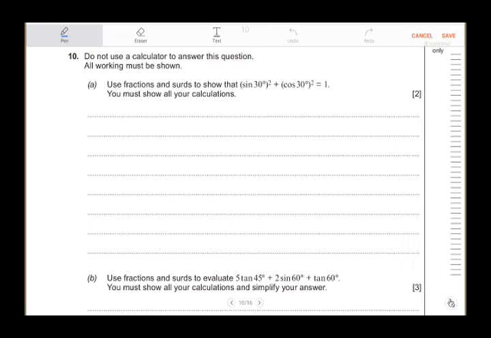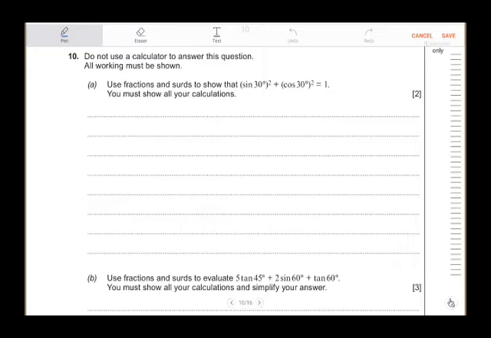Okay, this is question 10 of the WJEC Additional Maths 2015 paper. Now it says here you're not allowed to use a calculator to answer this question, even though the whole paper is calculated, so you must show all your workings, okay? Can't use your calculator to work out sine 30. Use fractions and surds to show that sine 30 squared plus cos 30 squared equals 1. You must show your calculations.